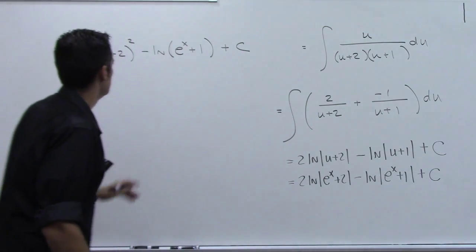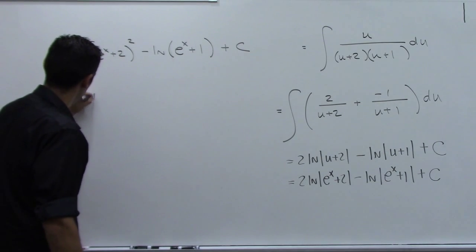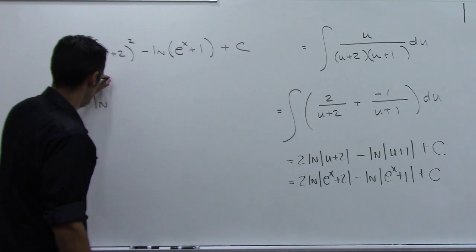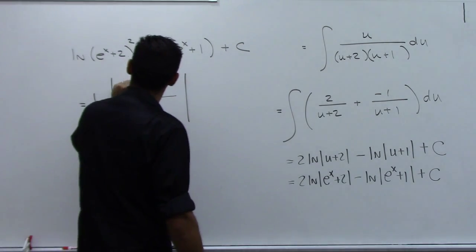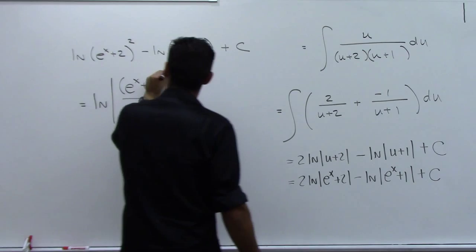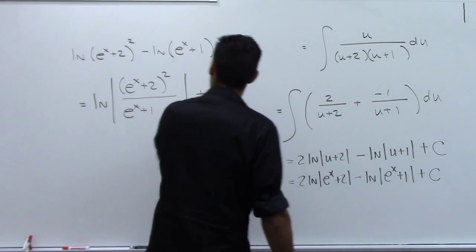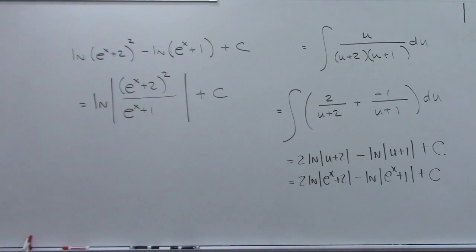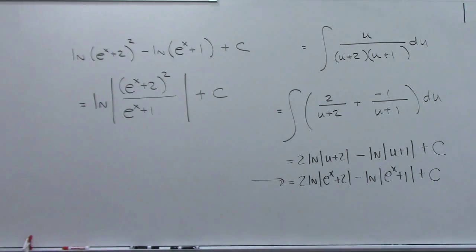And then you have subtraction between two logs. When you have subtraction between two logs, you can turn it into a single log with division. So e to the x plus 2 squared on top, and then e to the x plus 1 on the bottom, plus c. I'm going to guess that's what they have here. I would be okay on a test with this, but the rest of it's just algebra to try and match the book. Yep, that's what they have. They have the one on the left side there.